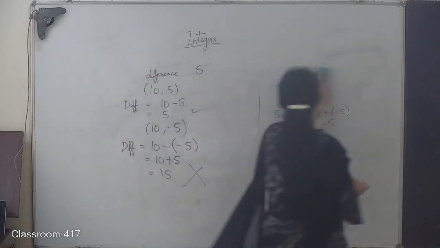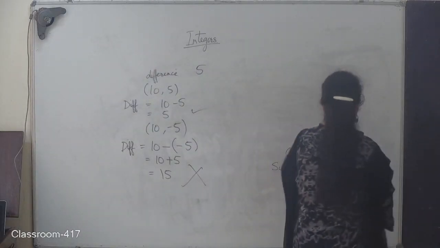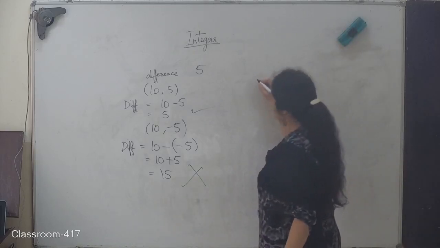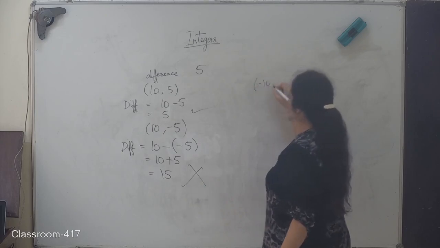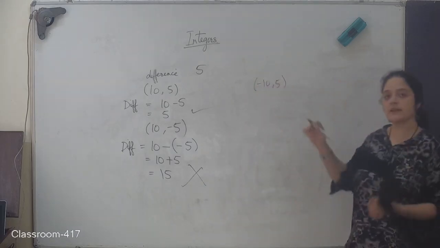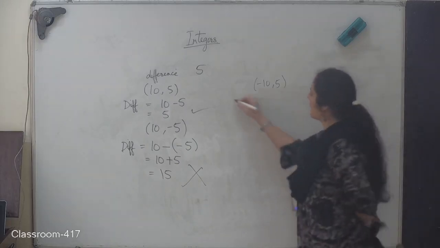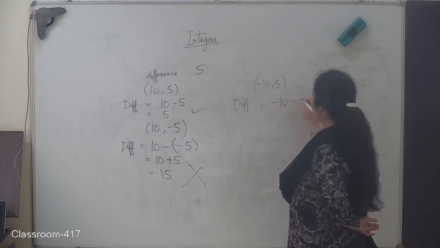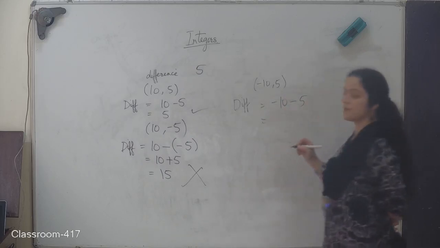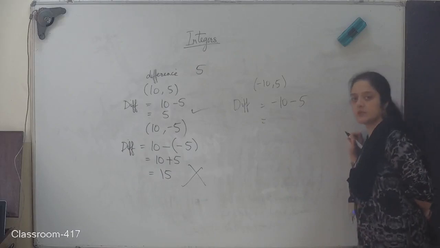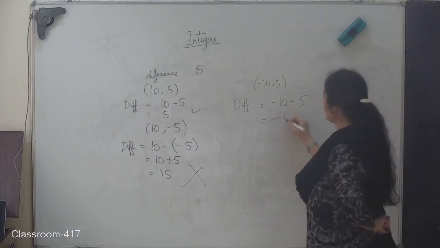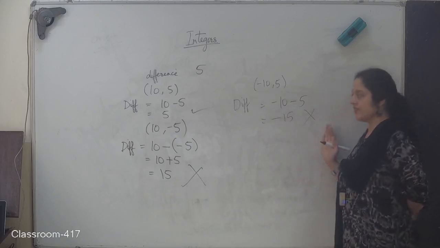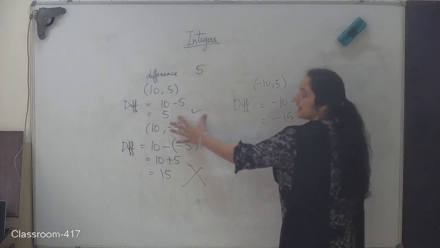Now let's consider if I say minus 10 and 5. If I take minus 10 and 5 as a pair, I want the difference. So what is my difference? First integer minus the second integer, which becomes minus 10 minus 5, which is minus 15. So this again is the wrong answer.